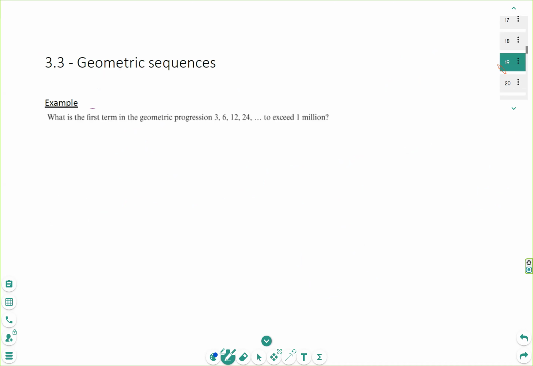Again, pause the video if you want to do this question as a practice question. You should be able to do something similar. What is the first term in the geometric progression? Progression means it's a sequence, so we're not adding them together. That means which term will exceed 1,000,000? Pause the video if you want to do that.